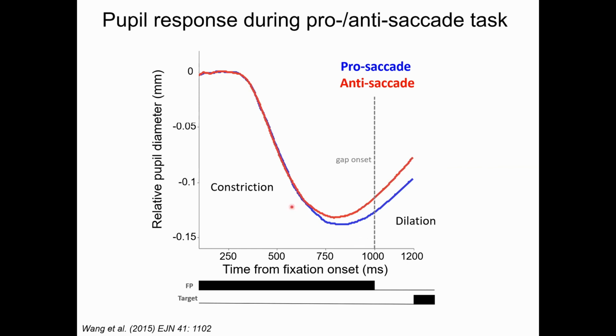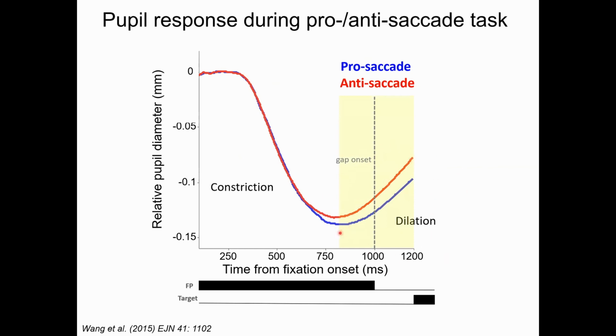And what we noticed was in the pro-saccade and anti-saccade responses, the constriction part of the response was identical because we matched the red and green colors for luminance. So they were isoluminant. And the difference here emerges because of the cognitive control late in the task.